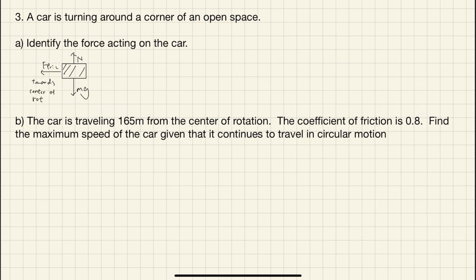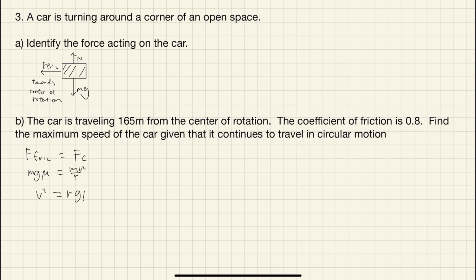Part B. The car is traveling 165 meters from the center of rotation. The coefficient of friction is 0.8. Find the maximum speed of the car given that it continues to travel in circular motion. Since we are trying to find the maximum speed of the car traveling in circular motion, the frictional forces acting on the car should be equal to the centripetal force. Therefore, mg times mu is equal to mv squared over r.